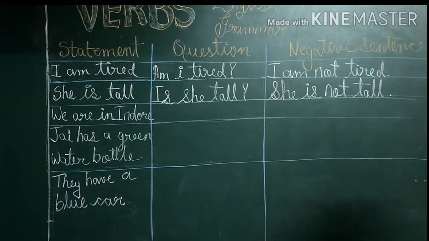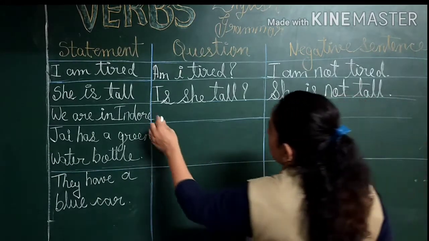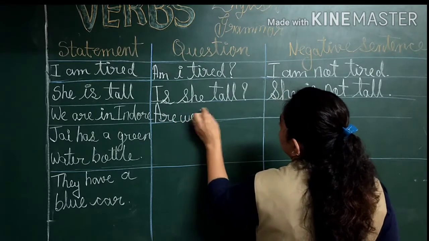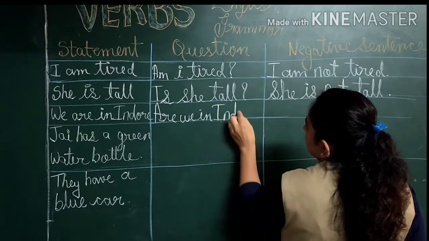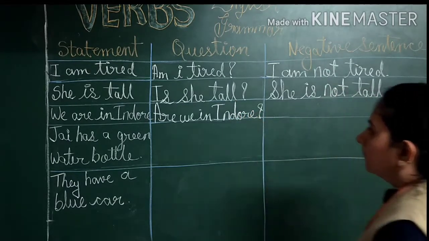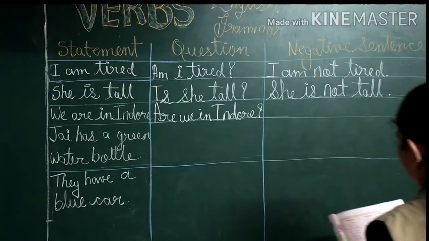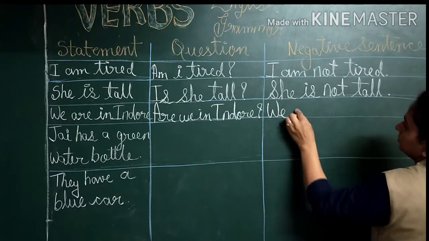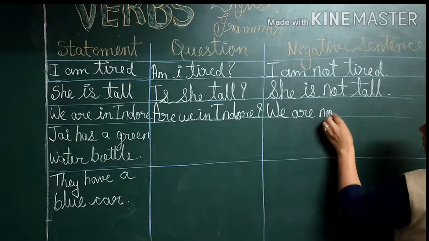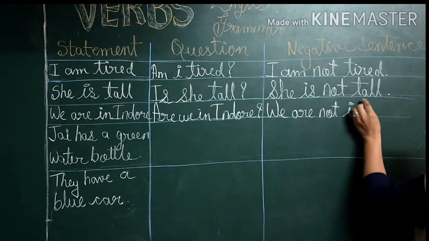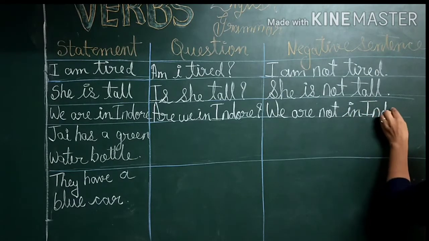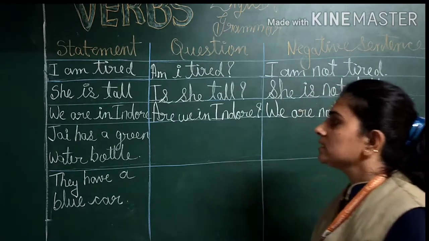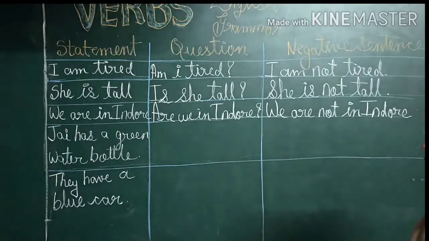Now third is We are in indoor. So verb we have to take first. Are we in indoor? Question mark. And after that, next we have to form a negative. So: We are not in indoor. Okay.